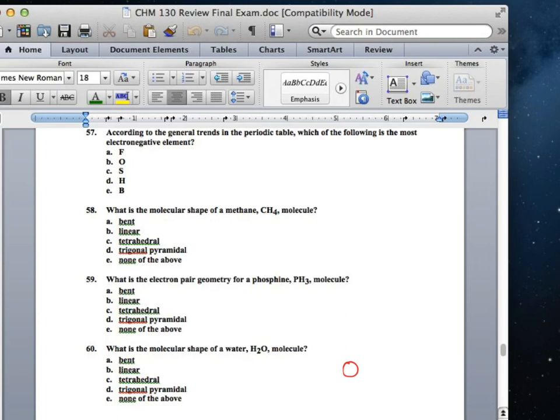Nope. Pick a center. Nope. First step: count the valence electrons. How many valence electrons does oxygen have? 6. How many valence electrons does hydrogen have? 1. How many hydrogens are there? Which means I have a total of 8 electrons that need to go into my structure.